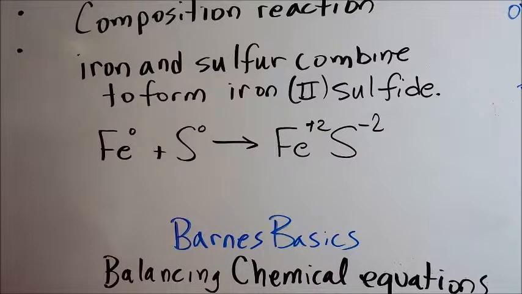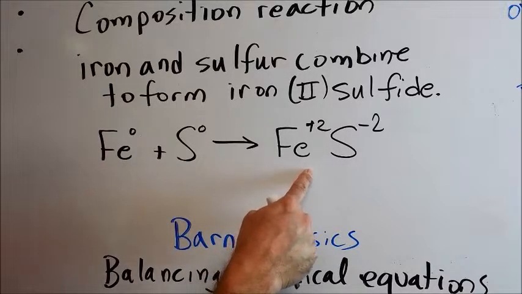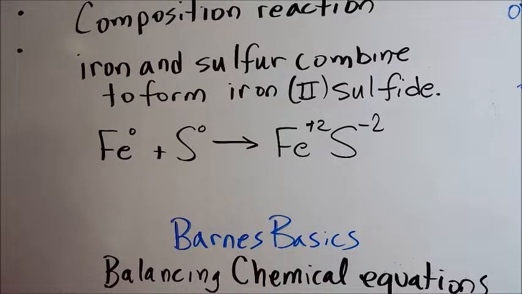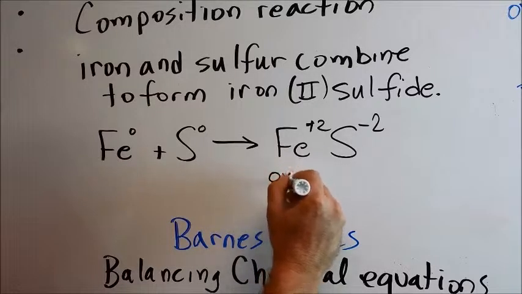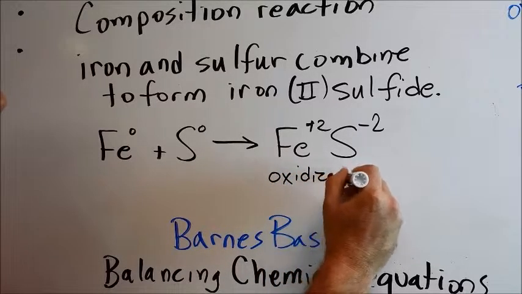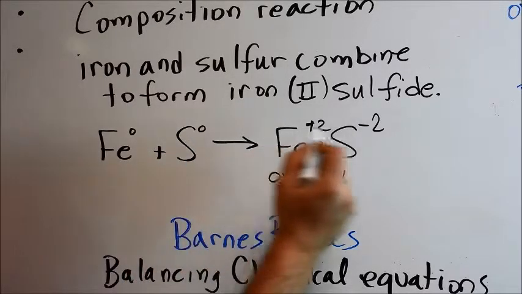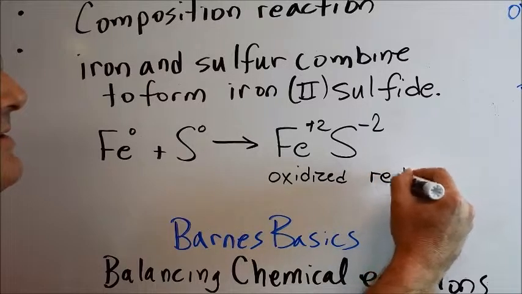So one of the things that we see in this equation is that we see iron going from a 0 to a +2 oxidation number. It loses 2 electrons. So we would say that iron has been oxidized. Because sulfur has gained 2 electrons, it's gone from neutral to 2 electrons, we say that it has been reduced.